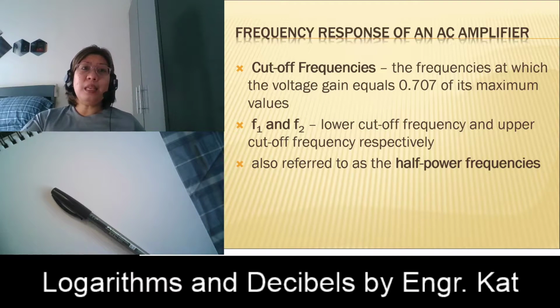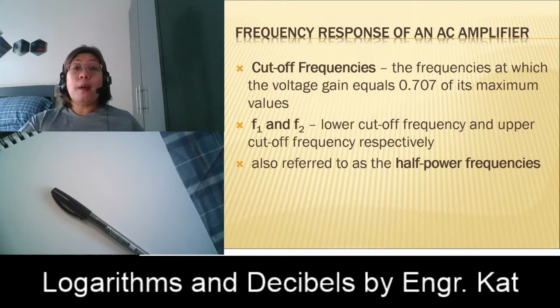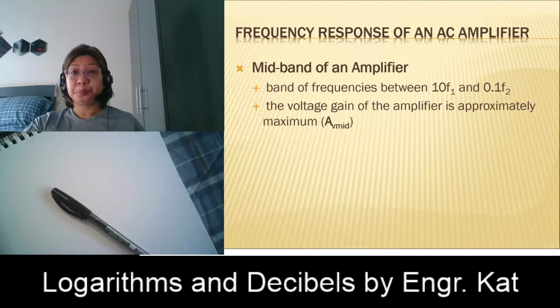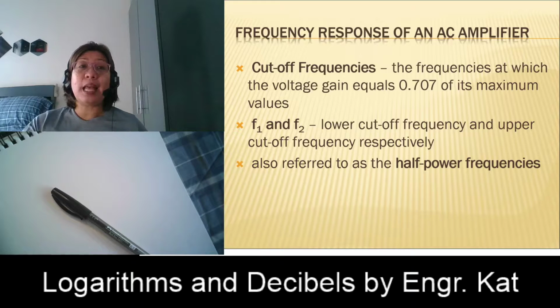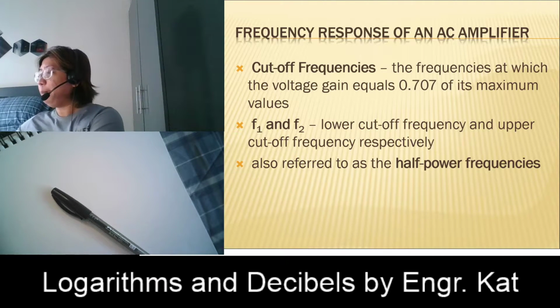There are many names associated with the cutoff frequencies. They can also be called breakdown frequencies, corner frequencies, or the much more popular name, half power frequencies. So why half power frequencies? Because at this cutoff frequency, your output power is just equivalent to half the output power at the midband. So how do we explain that?